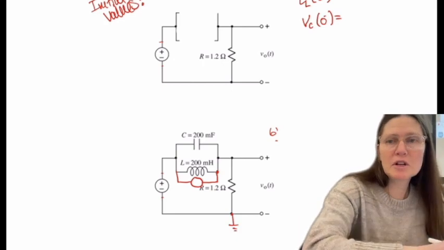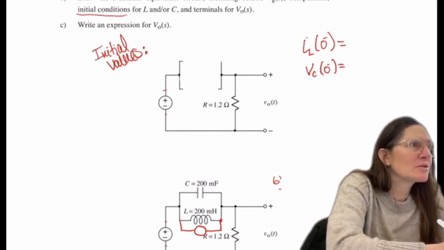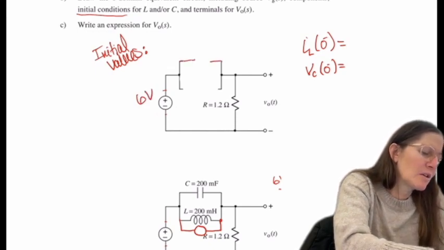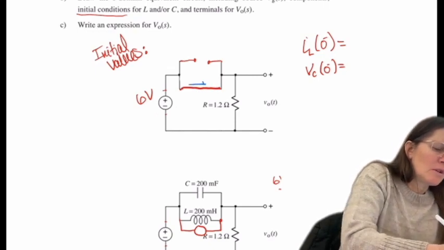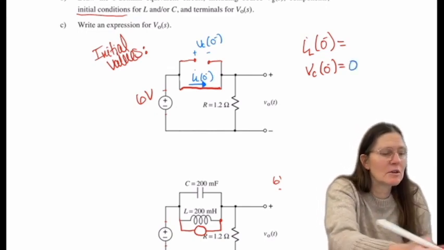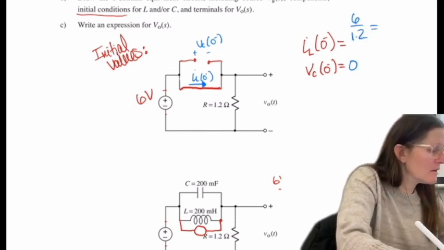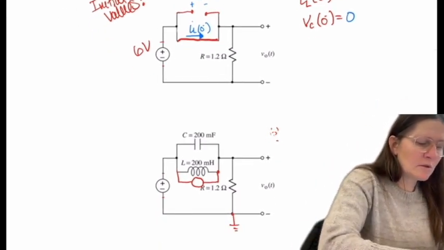All right, so for initial values, what do you need to do here? Draw the circuit. Okay, so what's the voltage we set here for the source? 6 volts. Okay, what do we do with the capacitor? Open. Okay, and the inductor? Short. Okay, so then we need to know IL of 0 minus and VC of 0 minus. So VC of 0 minus? 0. IL of 0 minus? 6 over 1.2, so 5. Okay, correct.